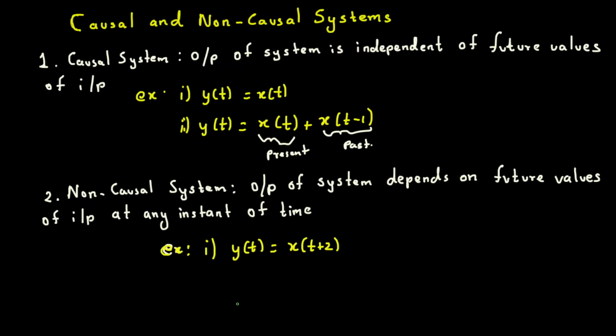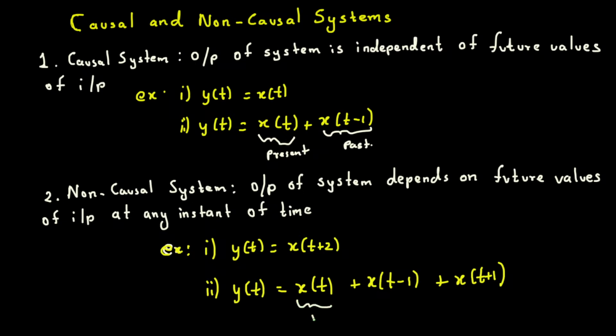Let's look at another condition. Y of t, now let's say we have x of t, then x of t minus 1, and then x of t plus 1. Now if we didn't have this t plus 1, this would automatically be causal because this is a present right here, and this one is a past. Since it has a future value, that changes everything. If you have one future value, that automatically changes this into non-causal. So as long as you have a future value, it's non-causal. If you don't have any future value, that is automatically causal.